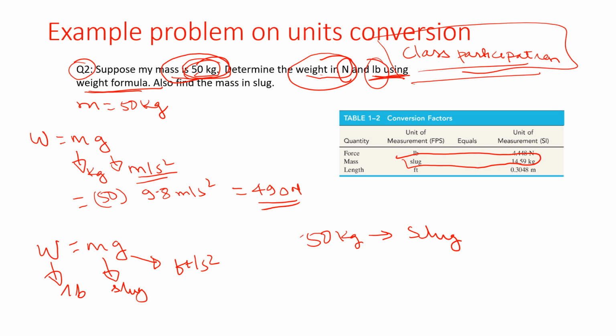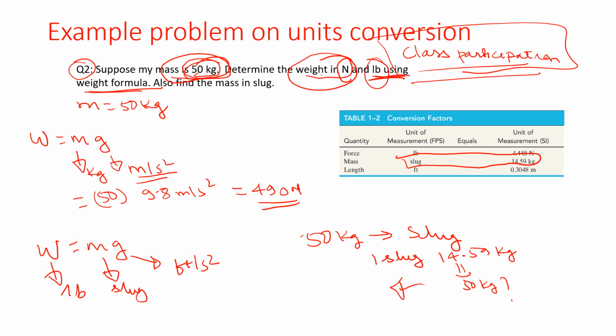One slug is 14.59 kg, or you can say 14.59 kg is one slug. So how much is this 50 kg? 50 kg is how much slug? This is what you need to find out.